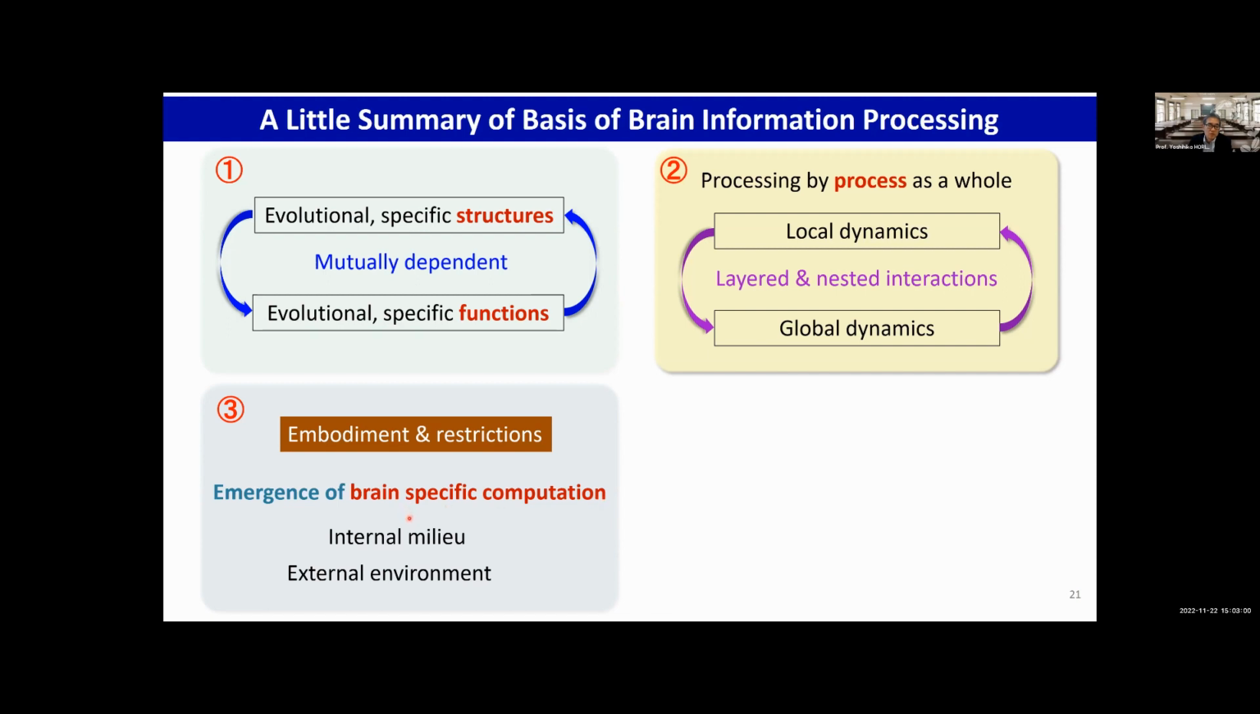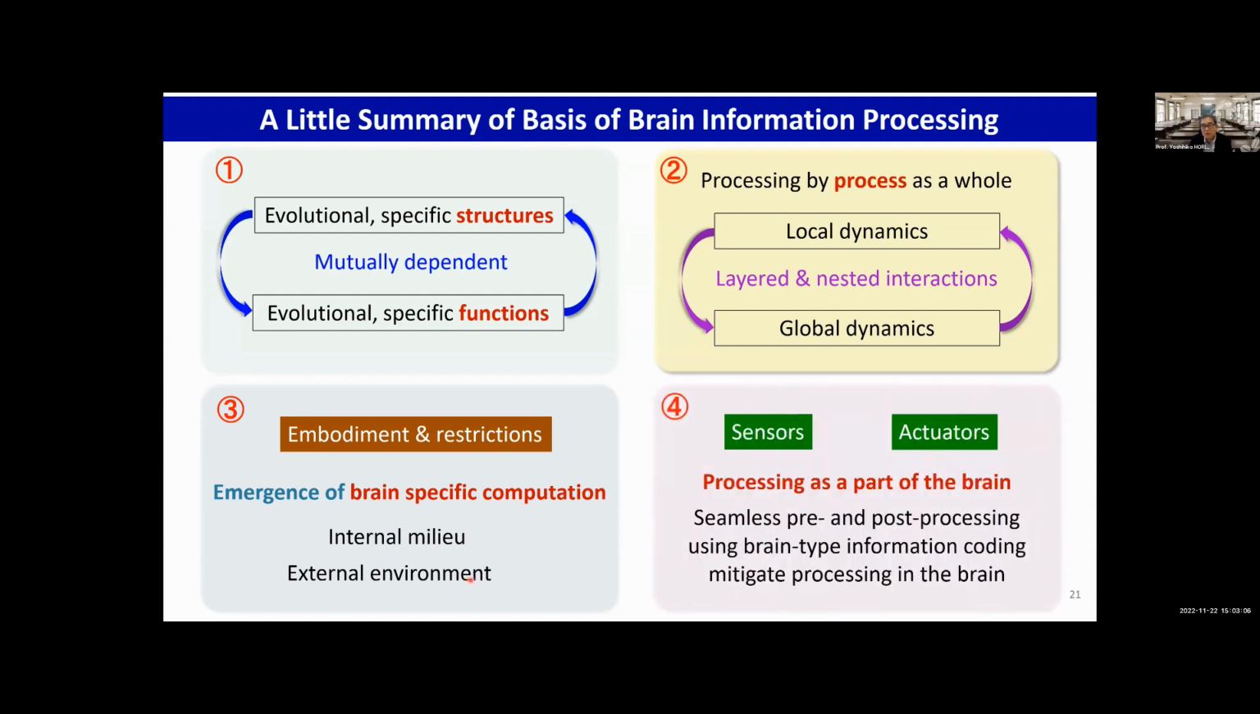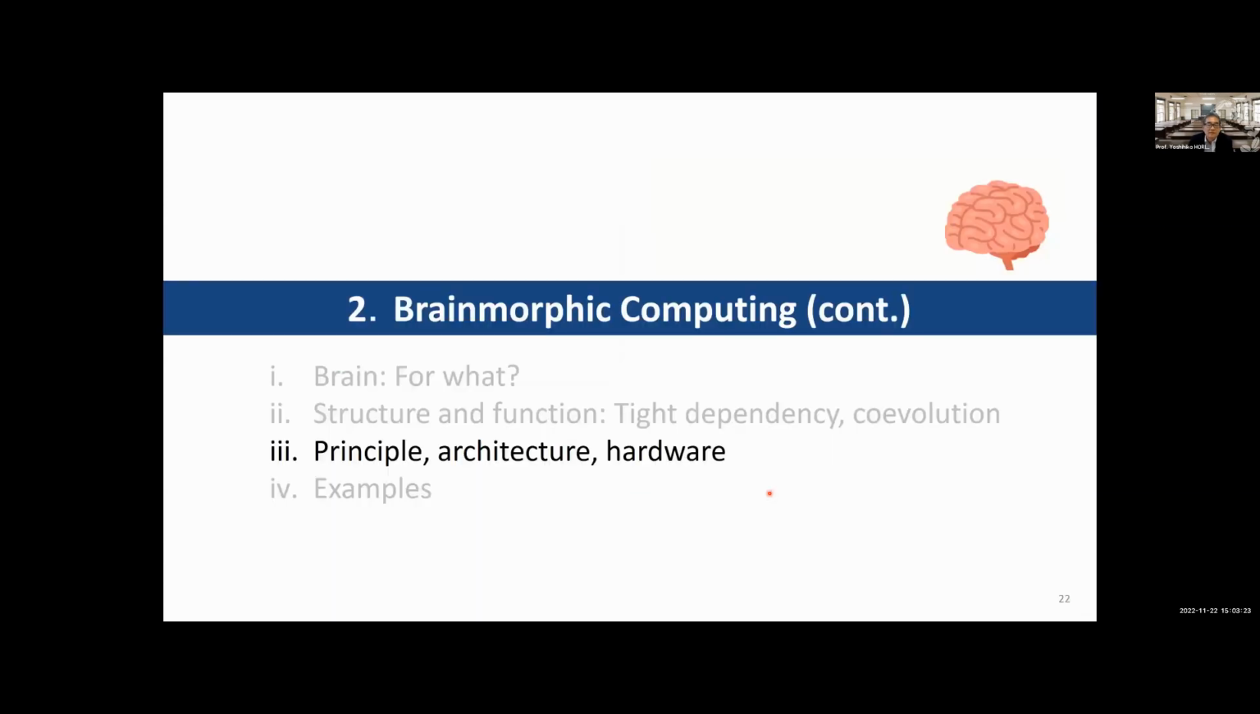And there are two worlds. One is internal milieu and one is external environment. The fourth one that I didn't mention so far is sensors and actuators. They should also be brain-morphic. I will show you in the final stage of this lecture after. Okay, so what is the principle and architecture and the hardware for brain-morphic computing?